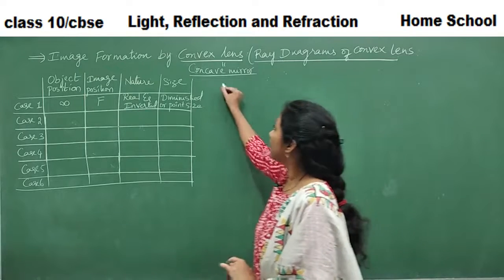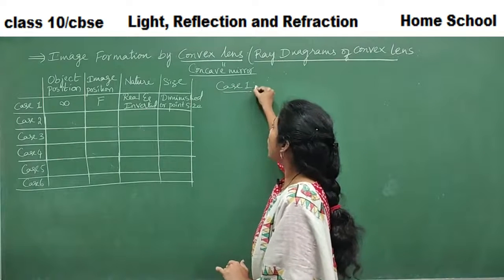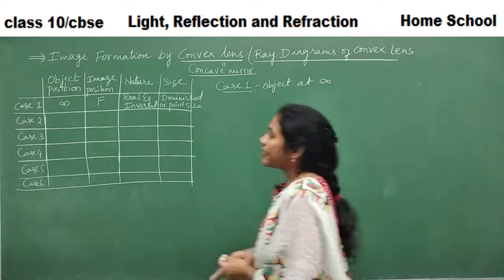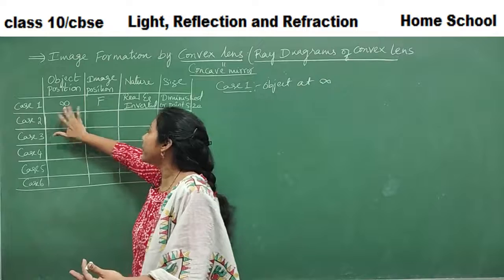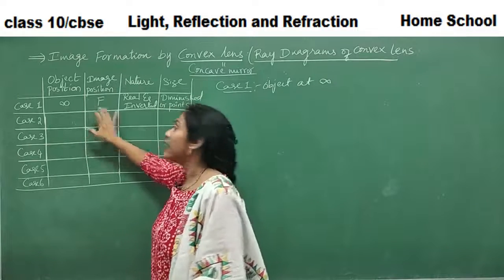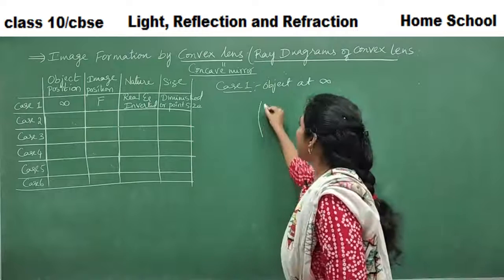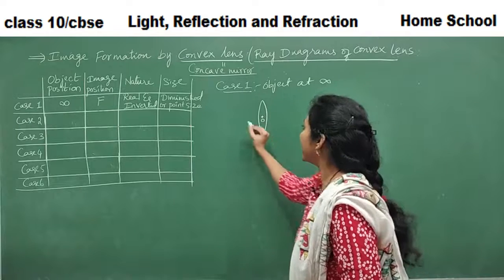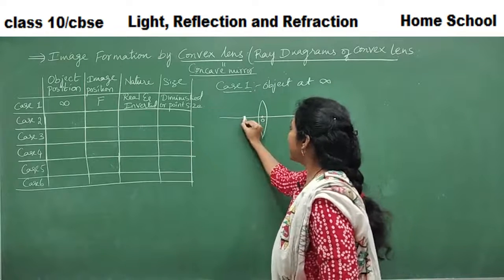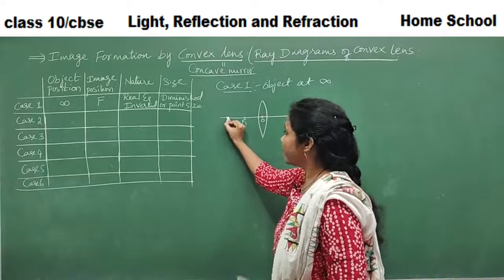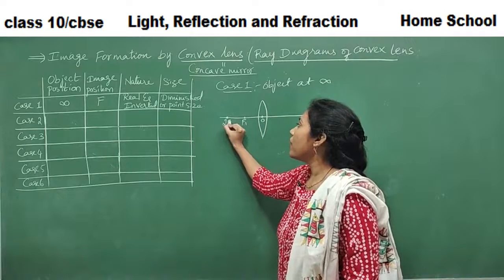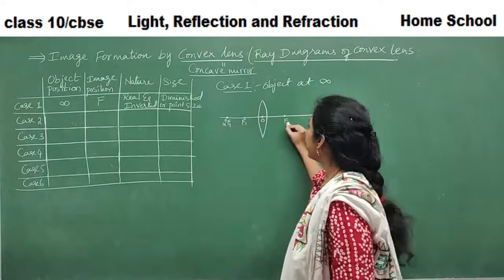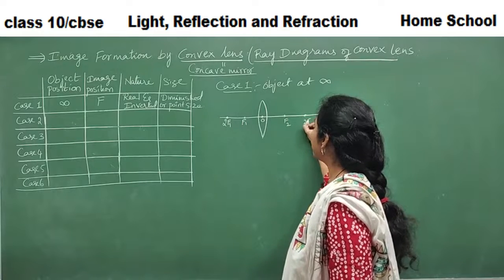So case number 1 is object at infinity. In case of the mirror, when the object is at infinity, the image is formed at the focus. Now let us see what happens here. So let me draw a convex lens here, and this is the center of the lens, that is, the optical center we call, and the principal axis. This is our F1. This is actually the center of curvature. We can also call it 2F2. And this is 2F1. This is F2 and this is 2F2, isn't it?